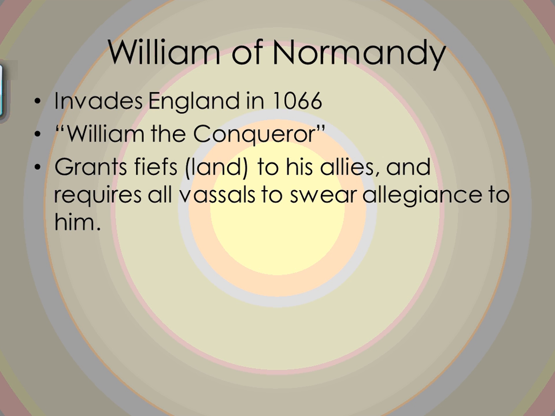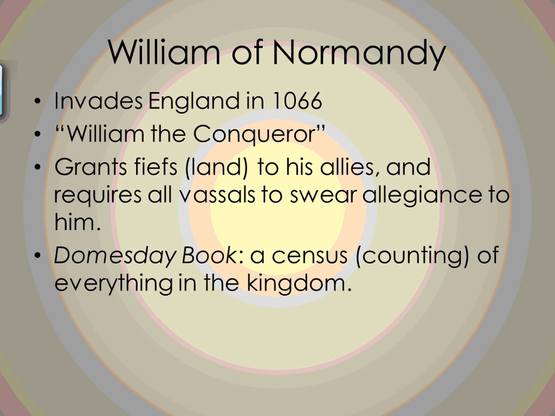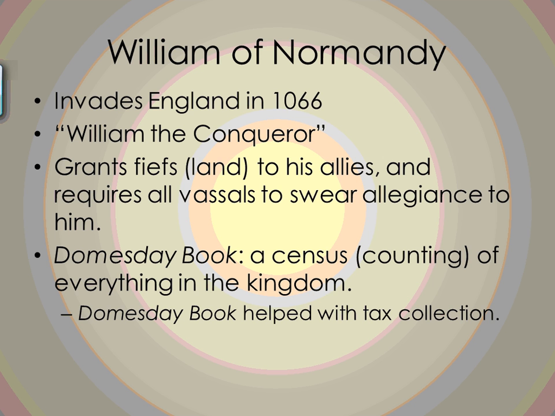After he conquered England and started governing England, William and his government wrote the Domesday Book, which is basically a census, and a census is just a counting of everything in the kingdom. So that means every piece of land, it means every structure or building, everything. And the purpose of this, and also what it was good for, was that the Domesday Book helped with tax collection. They knew how much tax to collect from different people and what they could collect. The government knew that now.